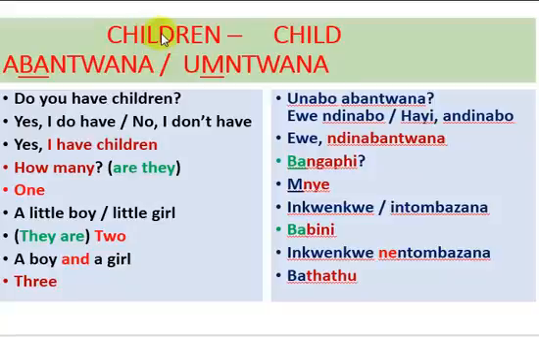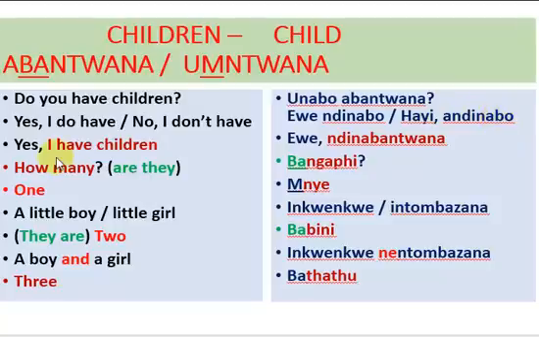Continuing with part 2, this time about children or a child. Children, abantwana. Child, umntwana. The ntwana remains constant, umntwana, abantwana. Question, do you have children? Unabo, do you have any? Abantwana, children. Yes, I do have. Ewe, ndinabo. No, I don't have.